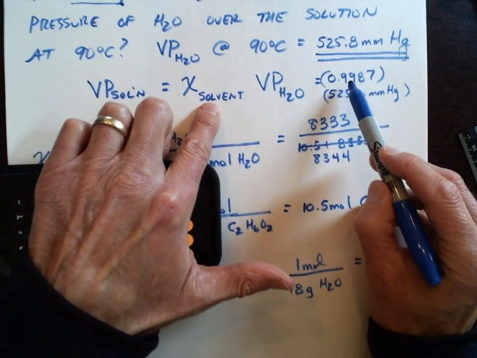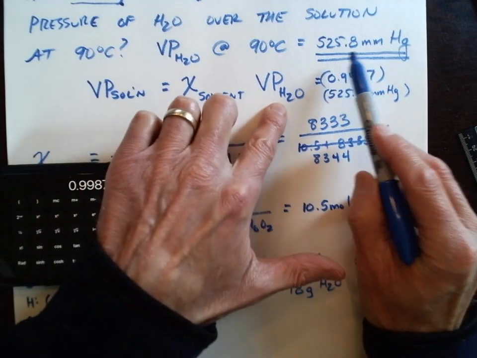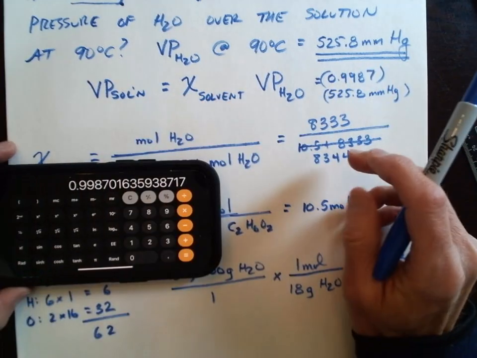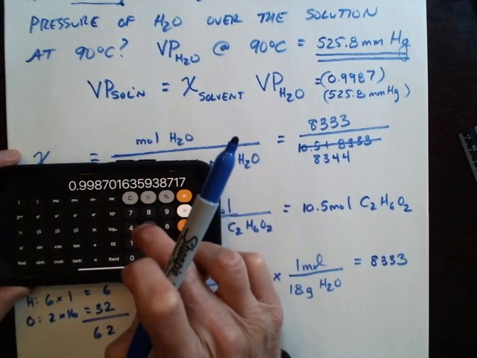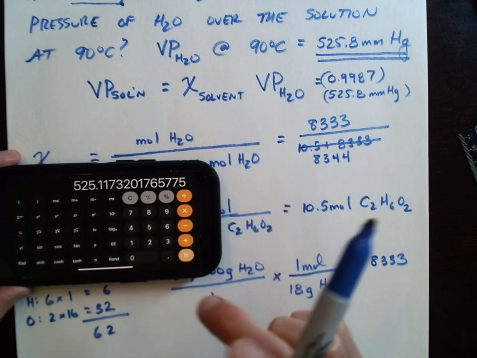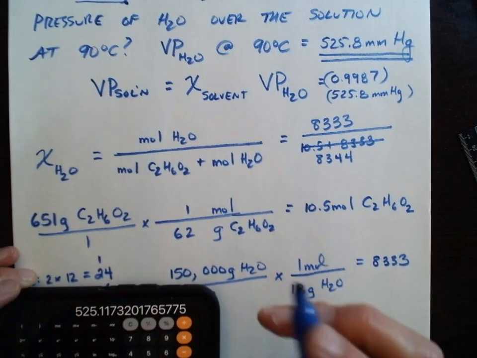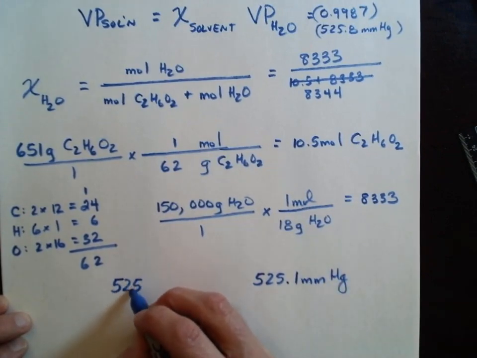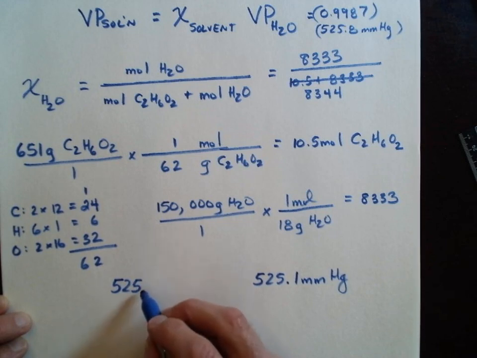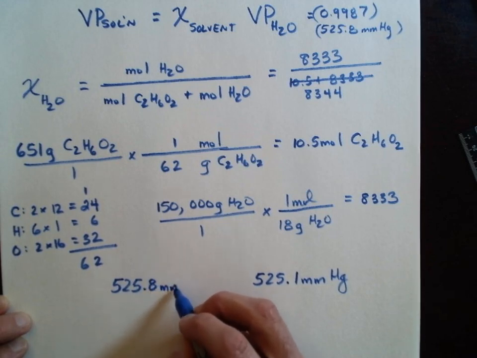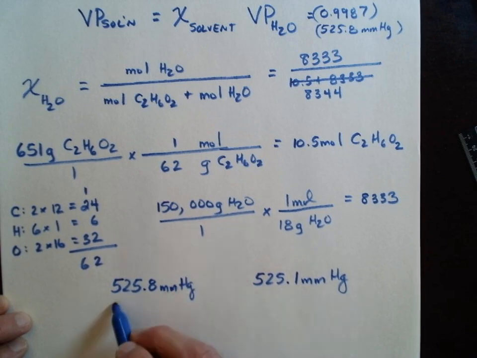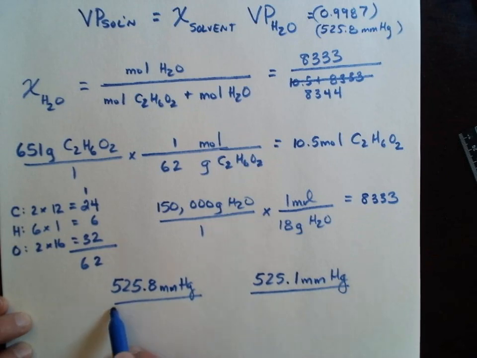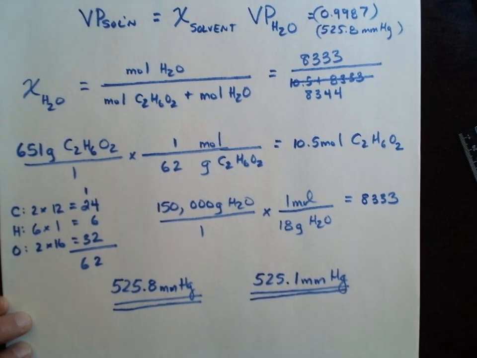So these two numbers will be multiplied together. We figured out the mole fraction of the solvent, which is the water. We have the vapor pressure of the solvent. We're going to multiply those two together. 525.8, 525.1. So we see that the addition of roughly 650 grams of ethylene glycol to 150 kilograms of water lowered the vapor pressure from 525.8 millimeters of mercury to 525.1 millimeters of mercury.